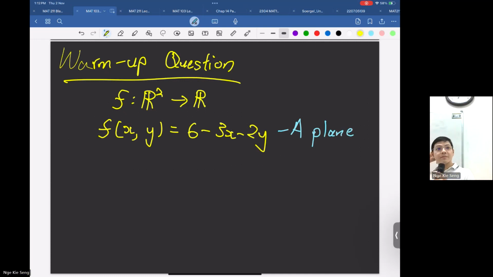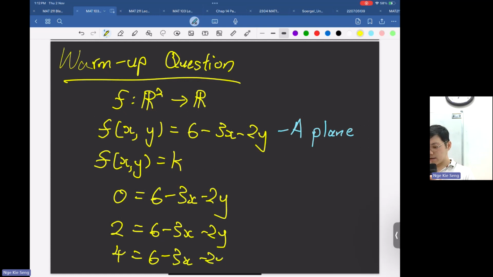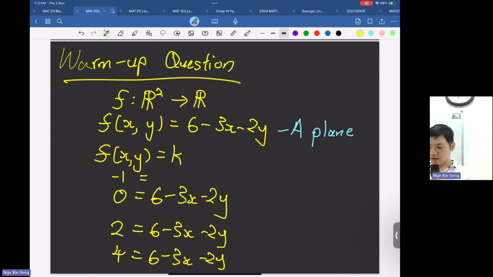How do you imagine the lines? How do you get the lines? You consider the level curve. You consider different k. So for example, 0 equals 6 minus 3x minus 2y, 2 equals 6 minus 3x minus 2y, 4 equals 6 minus 3x minus 2y. You can also consider negative values, as long as k is in the range of f.